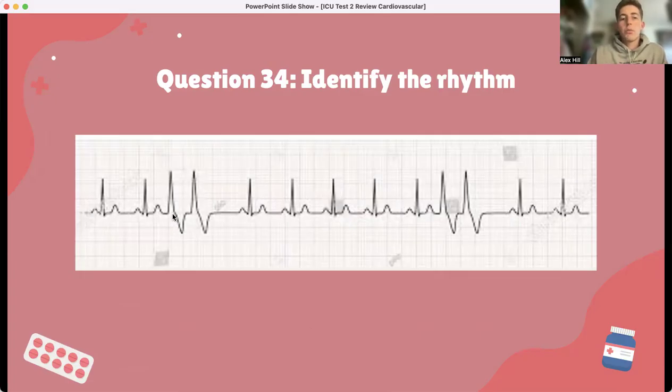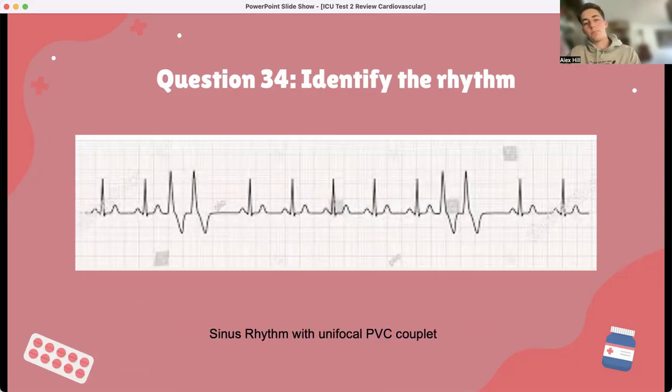Okay, so these ones you can recognize right off the bat. Right? This looks really funky. It's going to be a PVC. The question is, is it a run? Is it unifocal? Is it multifocal? So these are all going in the same direction, they're uniform. So it's unifocal, and they're in couplets.